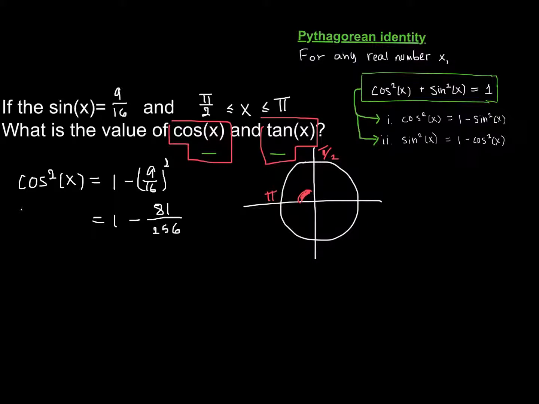And that means cosine squared is going to be equal to, and let's subtract this, 1 is 256 over 256. 81 minus 256 is 175, and so I have 175 over 256. And that is the value of cosine squared of x. But we're looking for cosine, not cosine squared.